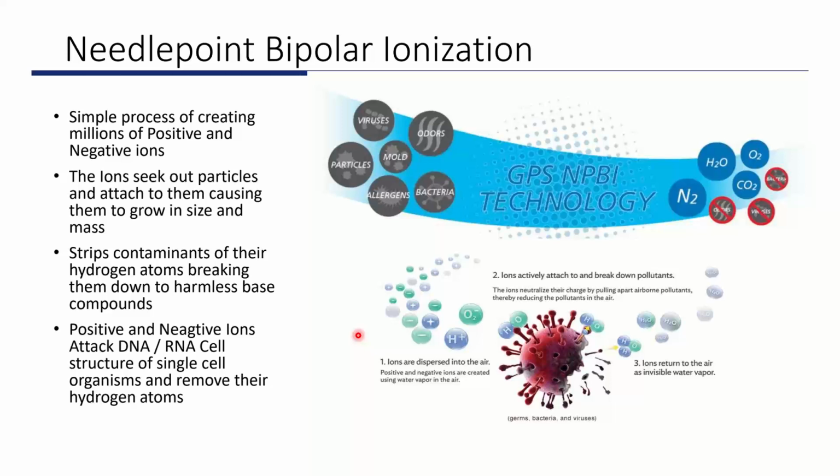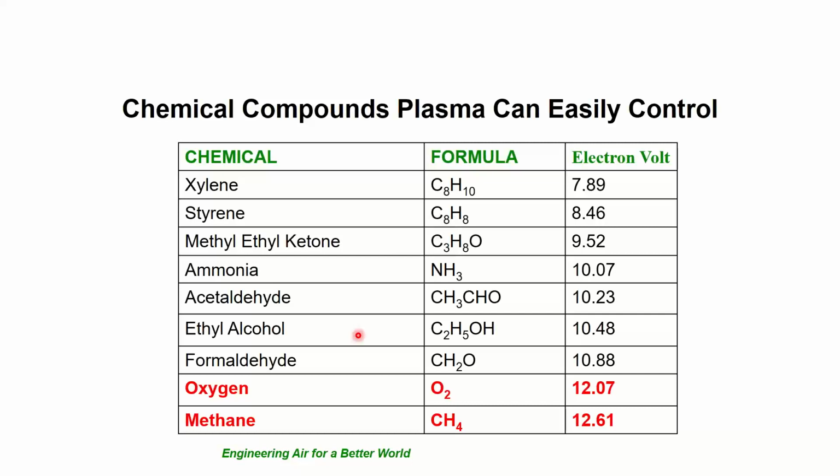The one nice thing about this is we can make some controllability of it. These ions that we're creating can be specifically set up for a certain electron voltage. And the ones that you find in the field nowadays are 12 electron volts and lower, meaning anything less than them, they'll be able to break those chemical bonds. And anything more than 12 electron volts, they cannot break down. So they cannot break down oxygen, which is O2.